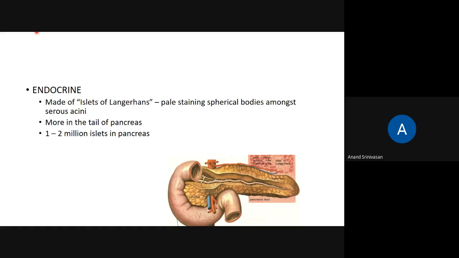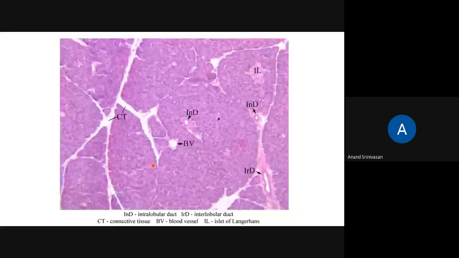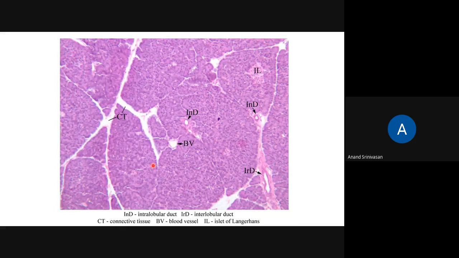Now the endocrine pancreas. The endocrine pancreas does not have any ducts, which is why it is called endocrine. They release hormones directly into the bloodstream. These are called islets of Langerhans. They are located amongst the serous acini, but they are lightly stained. The islets of Langerhans are more located in the tail of the pancreas, and there are approximately 1 to 2 million islets in every human being.